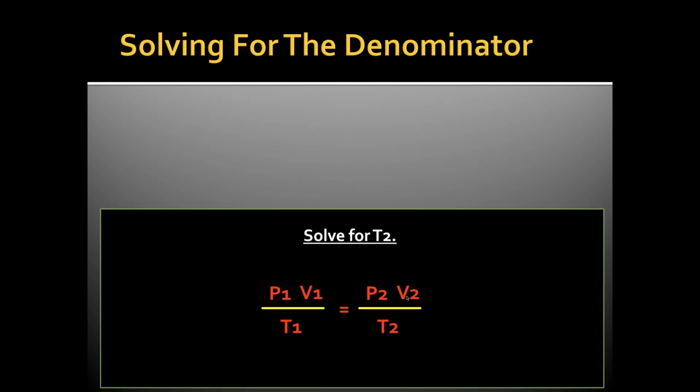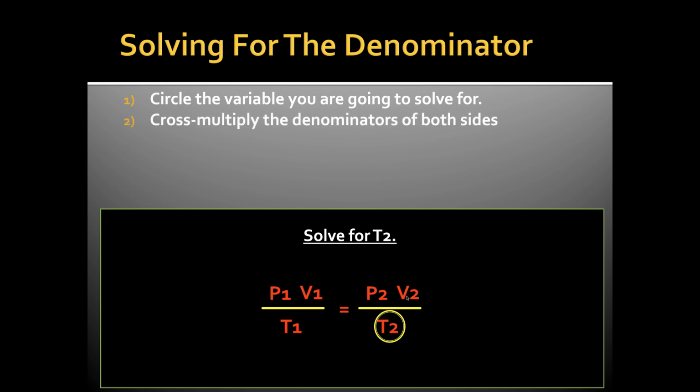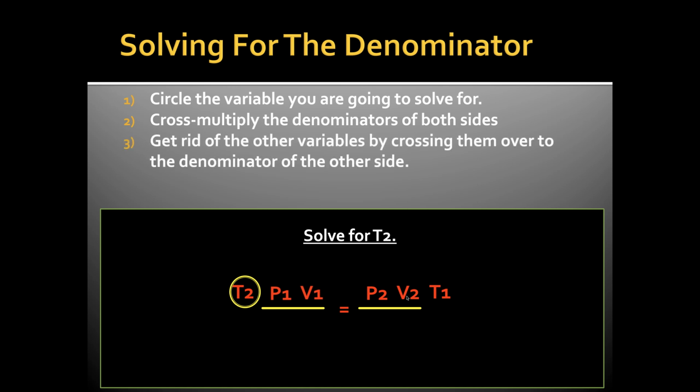Solving for the denominator, same idea. Circle the variable you're trying to solve for, in this case T2 in the denominator. Cross multiply the denominators. Now there are no denominators. Therefore, when you cross multiply P1, V1 down to the other side, T2 is in the numerator and you don't have to flip both sides. Ladies and gentlemen, with algebra, there's more than one way to get to your endpoint. I don't care which way you use to get to your endpoint.